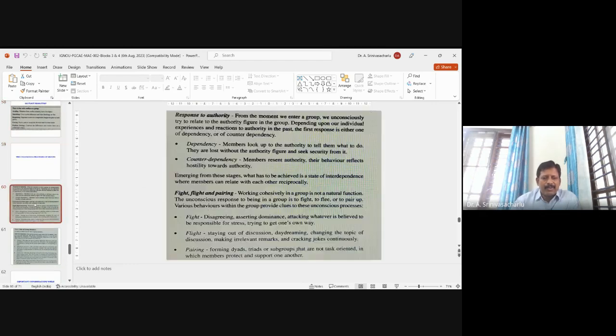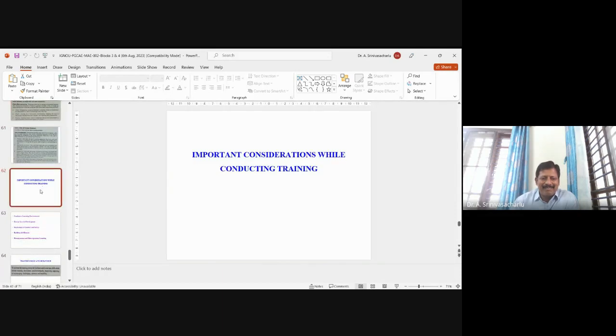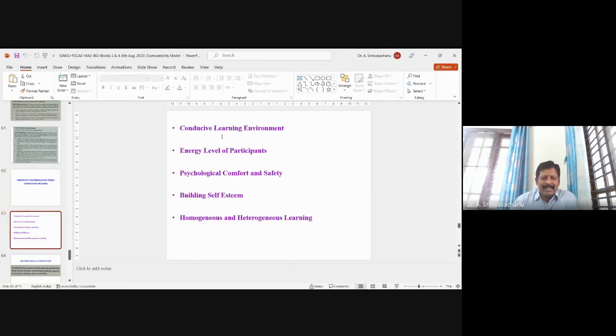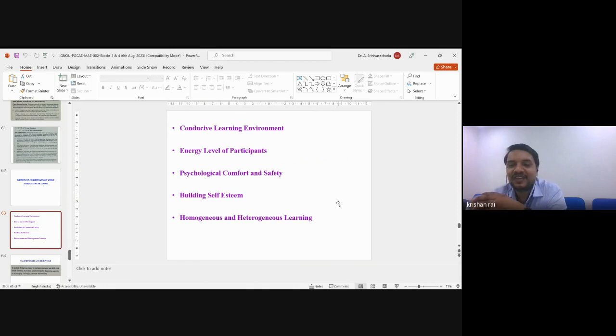Unconscious process of groups. Counter dependency, dependency, fight, flight, pairing. Many people have their own groups, like political parties, and someone always comes with their own problems only. These are the issues. Sometimes they are like children only. Important considerations while conducting training. These are the important points. We can have that experience watching the houses, Lok Sabha, Rajya Sabha.